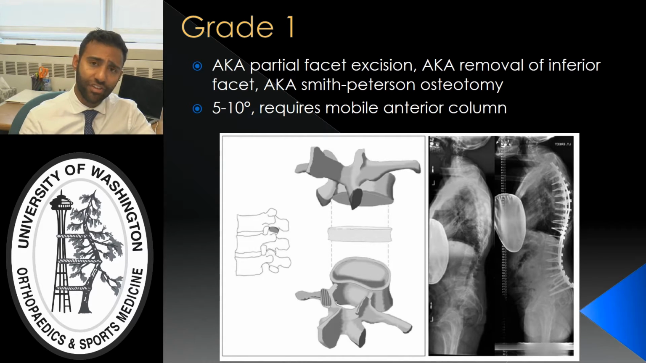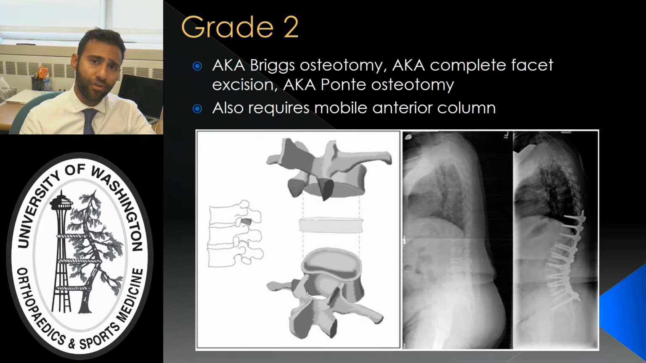If you resect just the inferior articulating facet, that's deemed a grade 1 osteotomy, and that can provide somewhere between 0 to 5 up to 10 degrees of correction if there's a mobile anterior column. A grade 2 osteotomy, also known as a Ponte osteotomy, complete facet resection, or resection of the superior and inferior articulating facet, allows for more correction across that level, maybe 5 to 10 degrees or more. Once again, it requires a mobile anterior column.